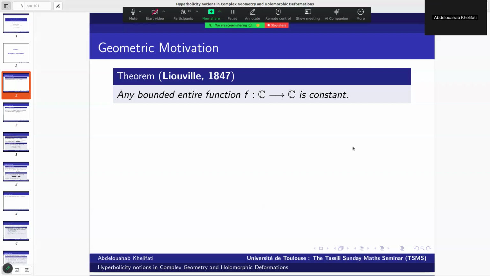So one way to introduce hyperbolicity is using boundedness properties, and we know that in the complex setting, entire functions on C, or in general in several variables on C^k, if the holomorphic function is bounded, then it's constant, and this dates back to Liouville.